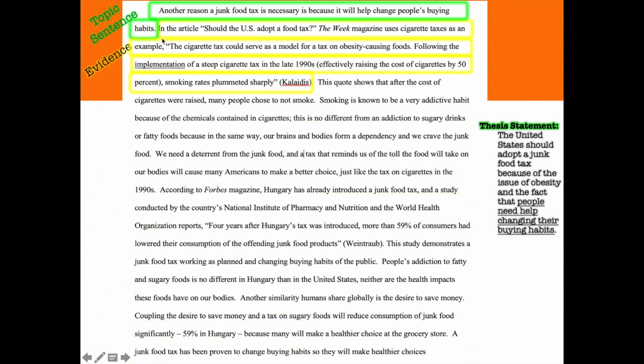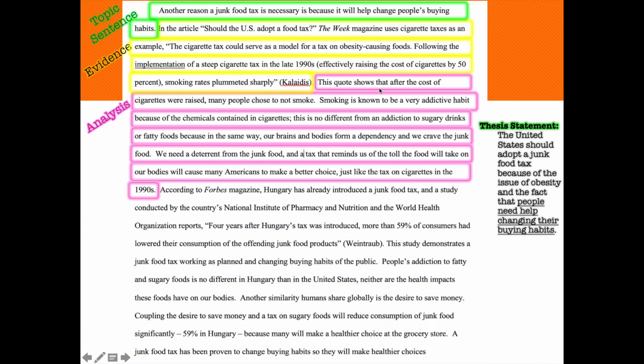Evidence. In the article, "Should the U.S. Adopt a Junk Food Tax?", The Week magazine uses cigarette taxes as an example. Quote: "The cigarette tax could serve as a model for a tax on obesity-causing foods. Following the implementation of a steep cigarette tax in the 1990s, effectively raising the cost of cigarettes by 50%, smoking rates plummeted sharply." Analysis. This quote shows that after the cost of cigarettes was raised, many people chose to not smoke.